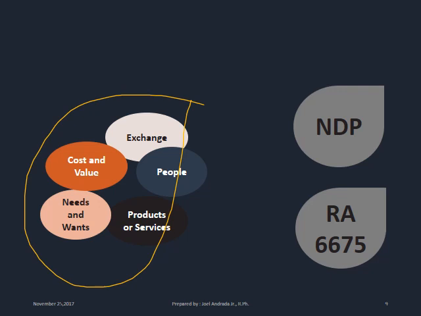By this, we also differentiate the terms needs and wants, where needs are more of what the people have to obtain in order for them to survive, while wants are an upper order of their need. Now let's go to the National Drug Policy and the Republic Act of 1995.